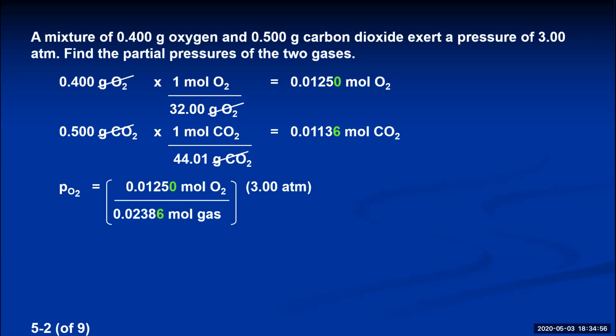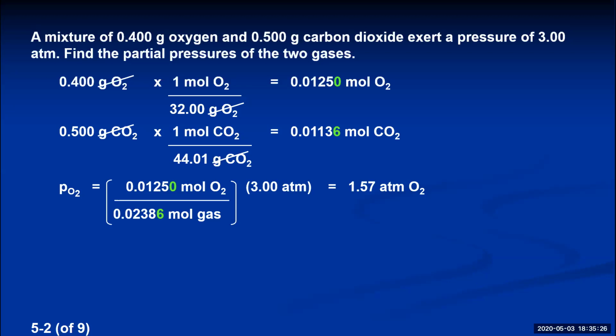So I'm not going to calculate the mole fraction exactly, but just show you how it's calculated. The mole fraction of oxygen is the moles of oxygen, 0.0125, divided by the total moles of gas in the mixture, which turns out to be 0.02386. Divide those to get the mole fraction, multiply it by the pressure of 3.00 atmospheres, which is the total pressure of the mixture, and that's going to give you the partial pressure of oxygen gas, 1.57.